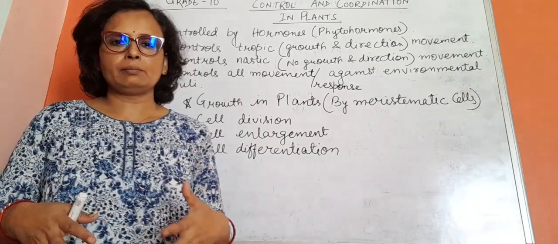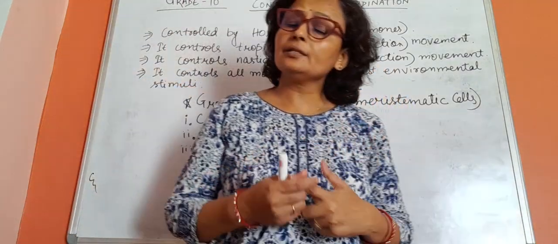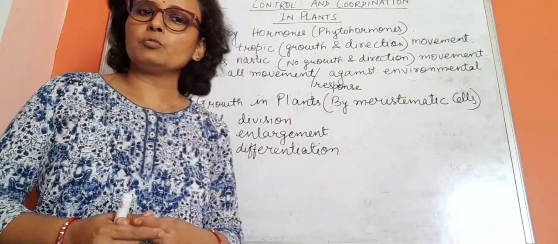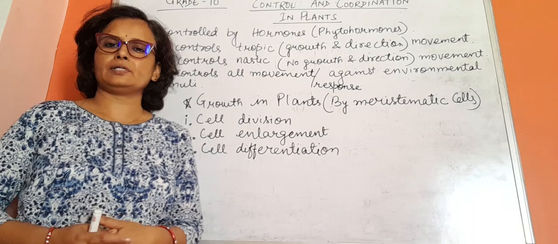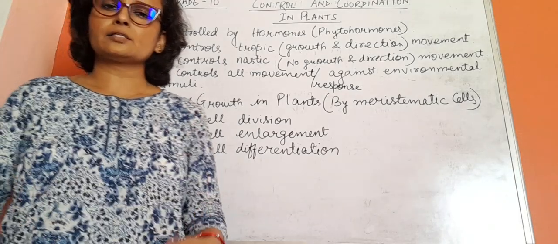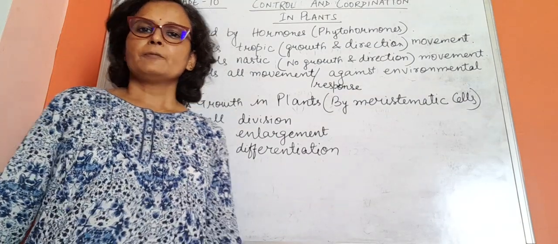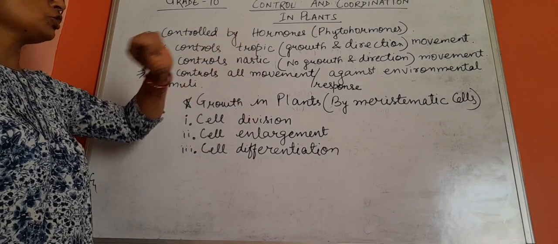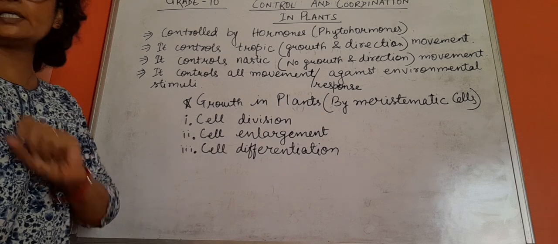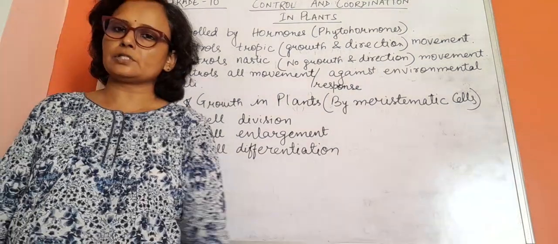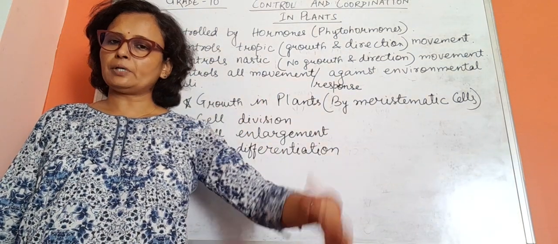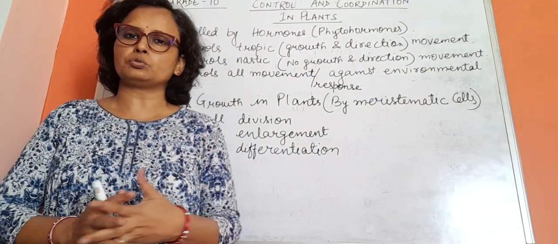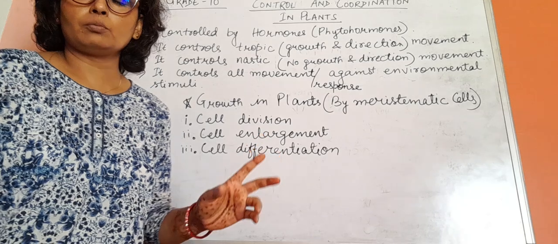In humans and animals, as we discussed, there is a nervous system, and there are different kinds of hormones, chemicals which control different kinds of growth, reactions, responses, etc. But here it is hormones only, chemicals which are produced, because plants do not have any nervous system. They don't have a brain or nervous system that controls every action, reaction or growth. So there are hormones.